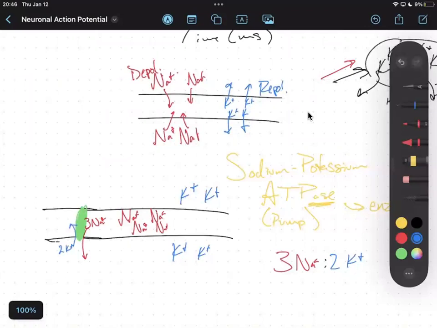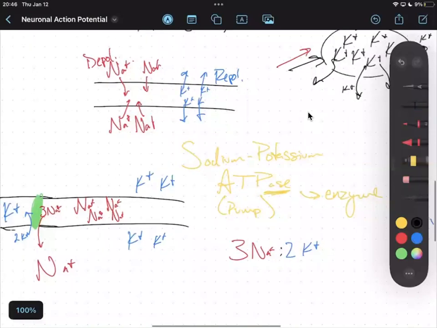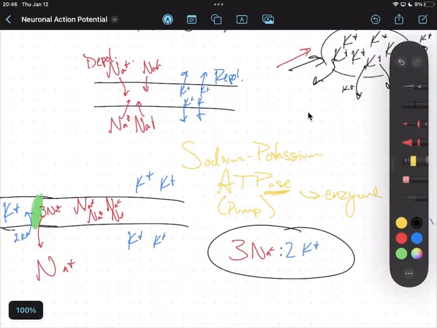Okay, and by doing this, by reestablishing this concentration gradient of sodium on the outside, let me write this in red, sodium on the outside and potassium on the inside, it allows us to continue to have our action potentials and allows it to continue operating in a functional manner, right? So the big thing here is this 3-to-2 ratio. This is an important value here. And the name of this protein pump, this enzyme, is the sodium-potassium ATPase, right?